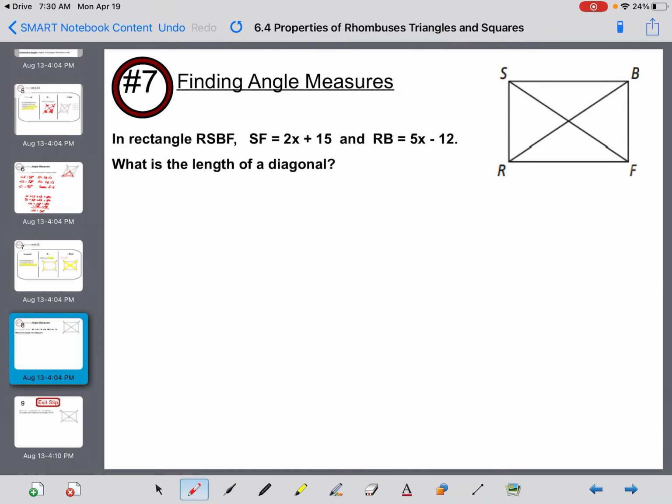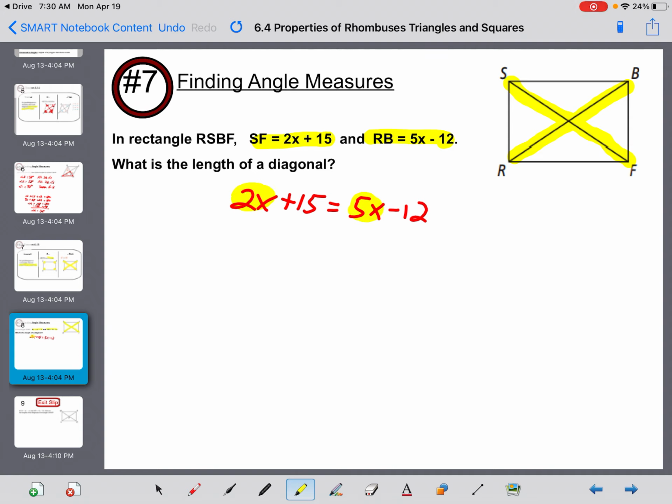All right, a little practice with this. We have rectangle RSBF shown in the top right corner. SF equals 2x plus 15. So SF is one diagonal, and RB is 5x minus 12, which is your other diagonal. It says, what is the length of the diagonals? Well, we're going to set them equal to each other. So 2x plus 15 equals 5x minus 12.